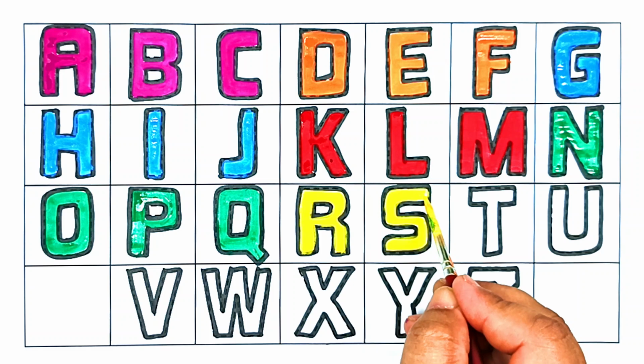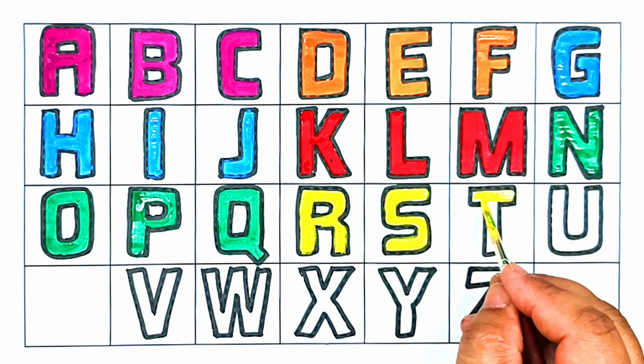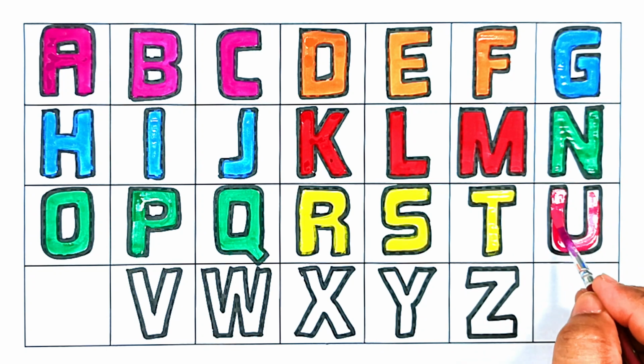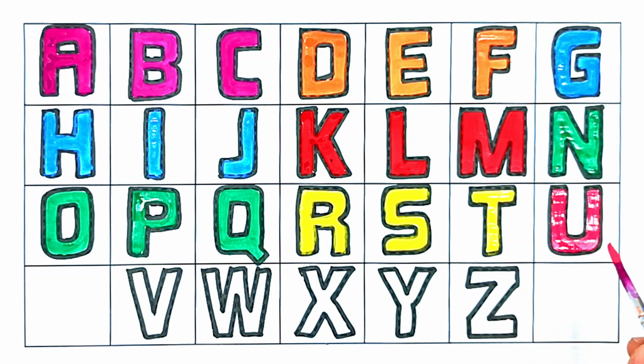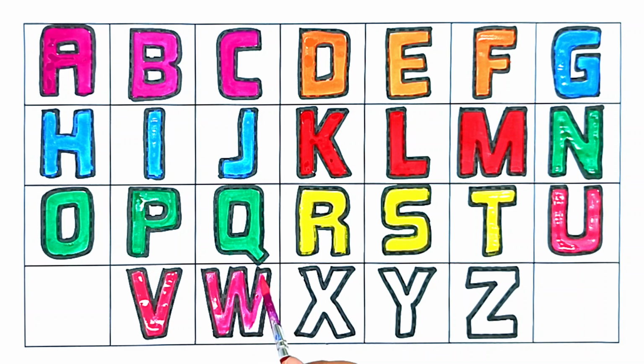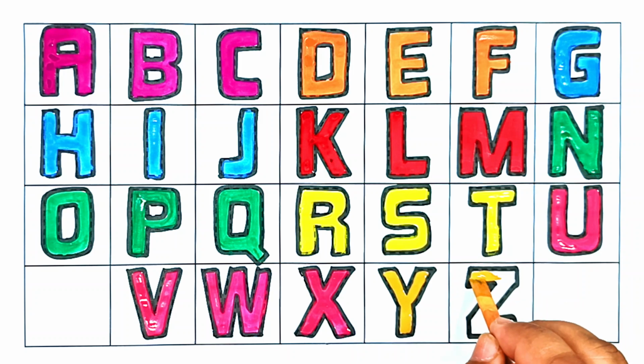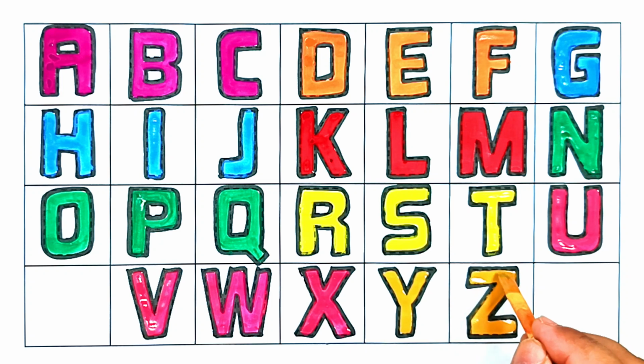S for star, S for star, T for train, T for train, U for umbrella, U for umbrella, V for van, V for van, W for watch, W for watch, X for xylophone, X for xylophone, Y for yacht. Y for yacht. Z for zebra. Z for zebra.